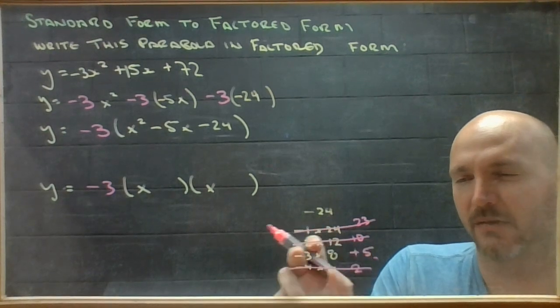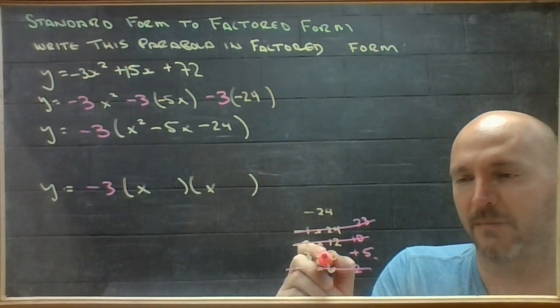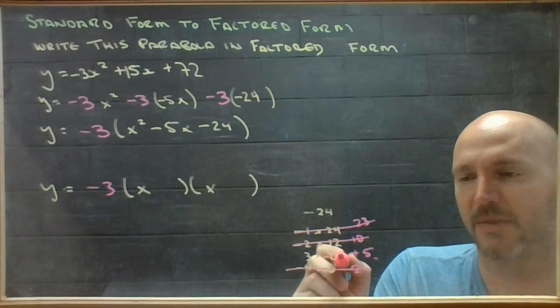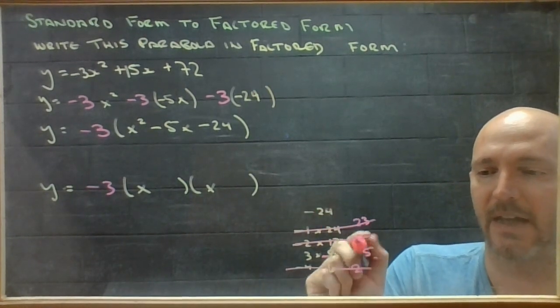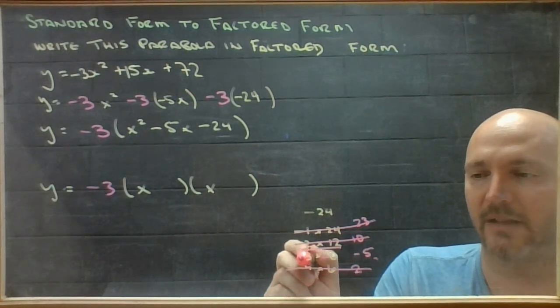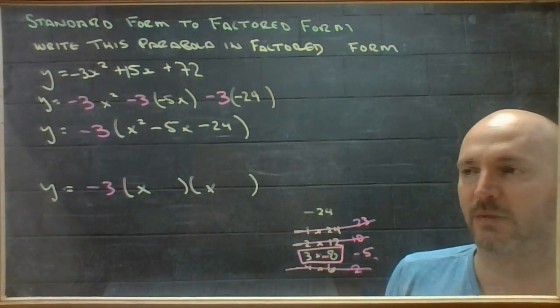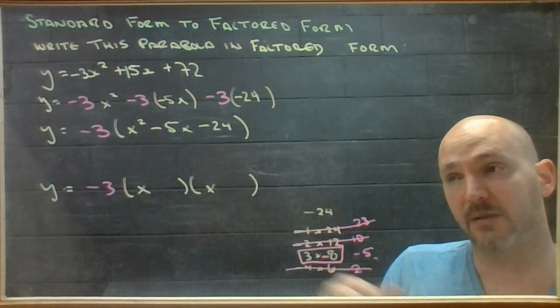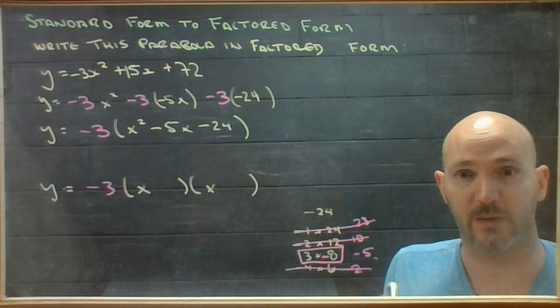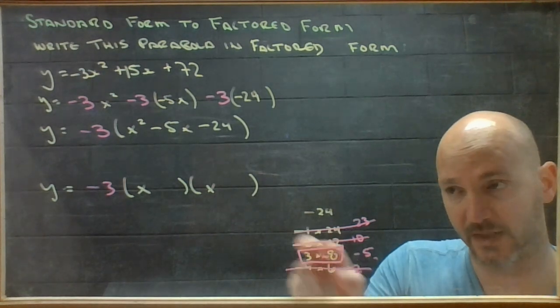The sign's wrong, so I'm just going to swap them like so. 3 times negative 8 is still negative 24, but now it adds to negative 5. So that is the pairing you want. So I am going to write that in between step. You don't have to if you can go straight from these numbers to this.